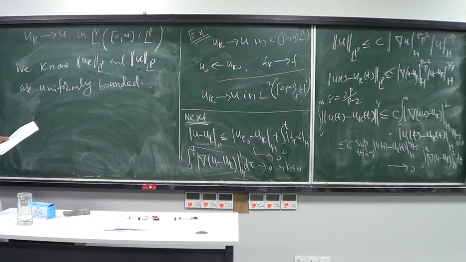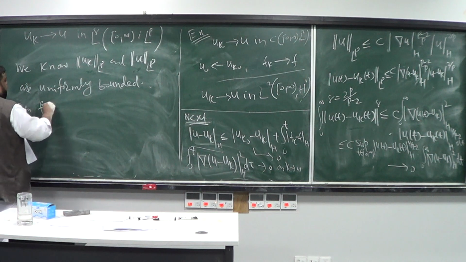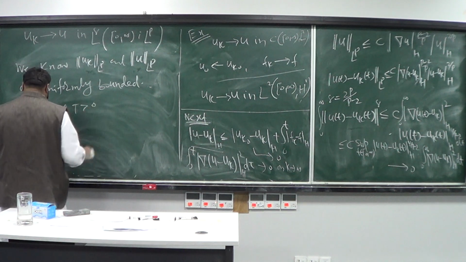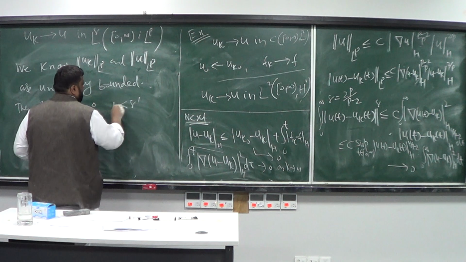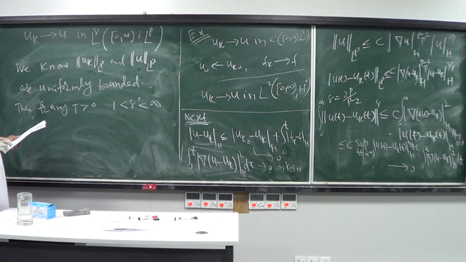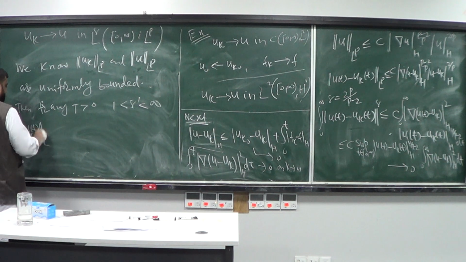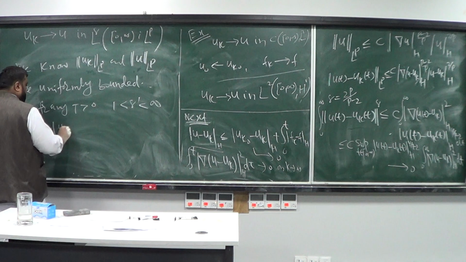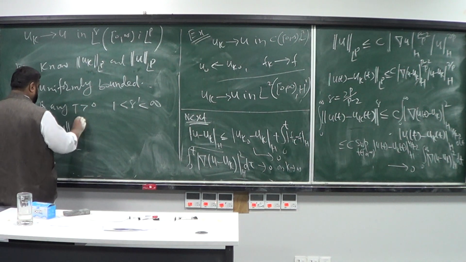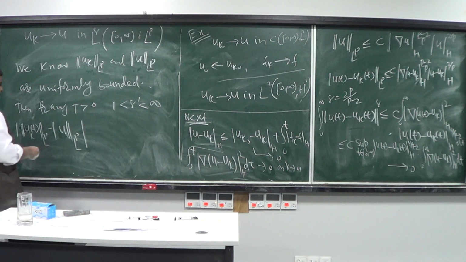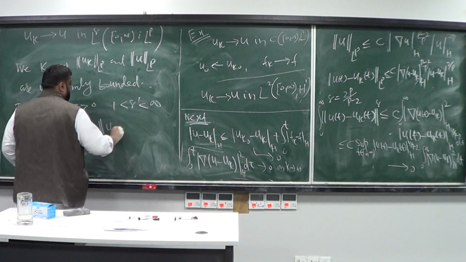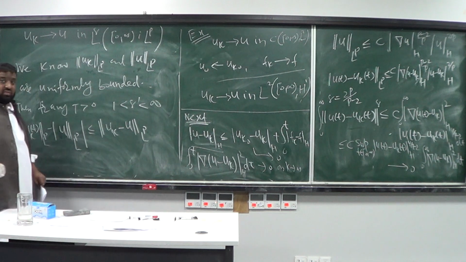And once they are uniformly bounded, then for any p positive and q prime between 1 and infinity, where q prime is conjugate to q, if I take the absolute value of the L^p norm of u_k of t minus the L^p norm of u of t, then by the reverse triangle inequality I can say that it is bounded by the L^p norm of u_k minus u.